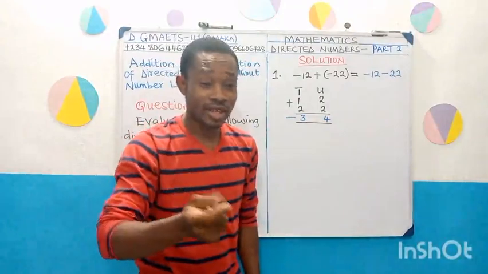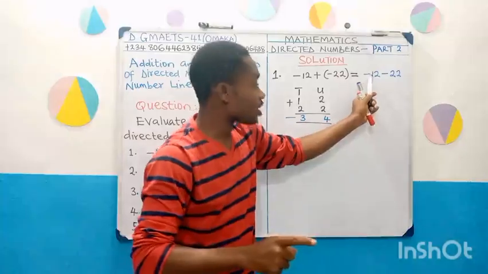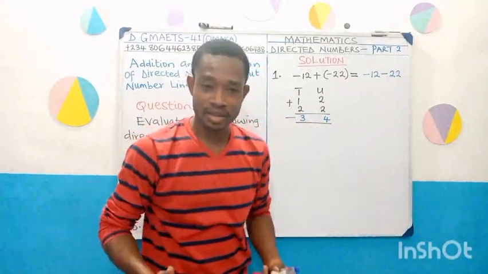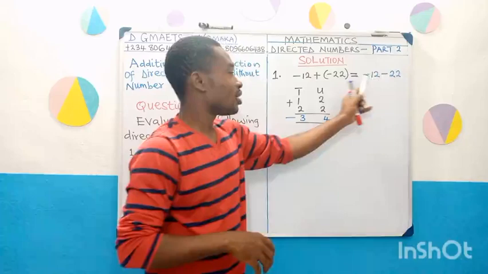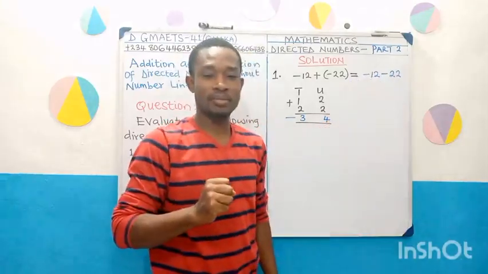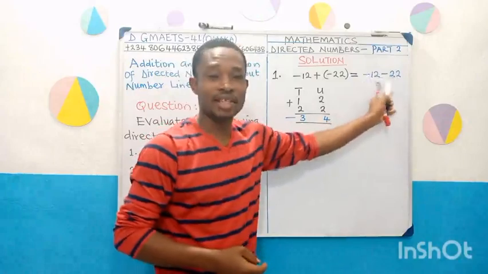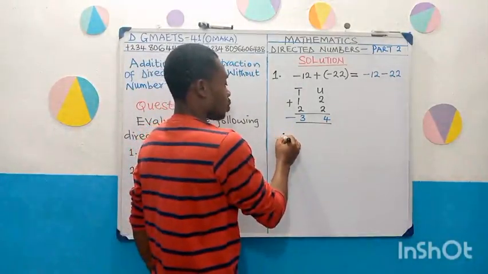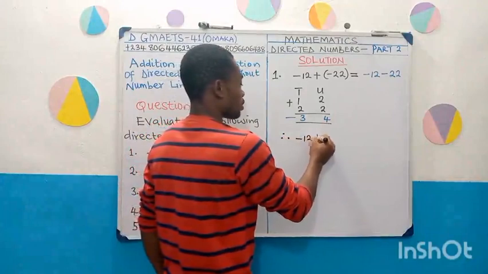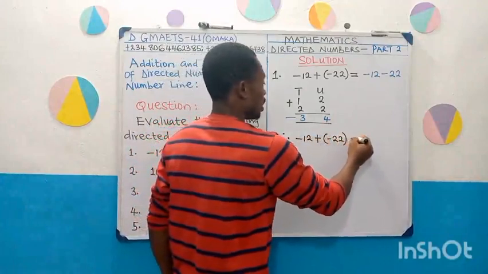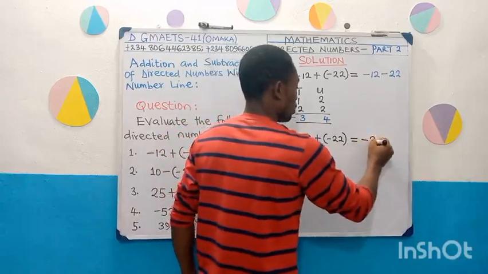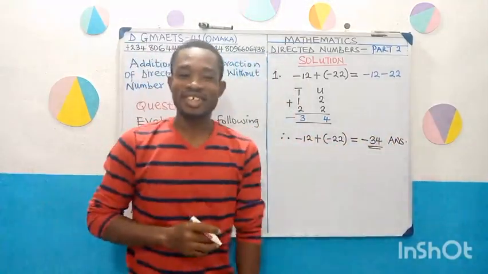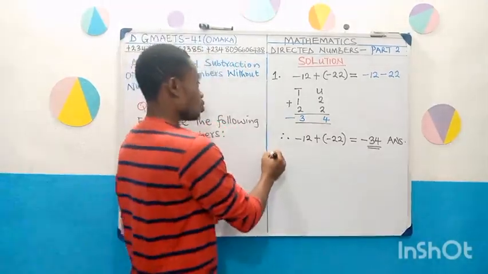Remember, if you've not written it, write it down. This 12 has minus, this 22 has minus. Both numbers have the same sign. So what you will do is pick the numbers and add them. The final answer puts the sign that both of them have. So we go. I'll conclude therefore, minus 12 plus minus 22, the answer is equal to minus 34. Minus 34. So this is my answer. Good. We are going to solve the next question, number 2.